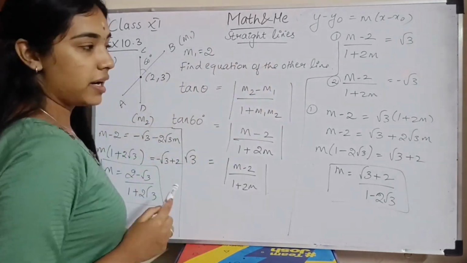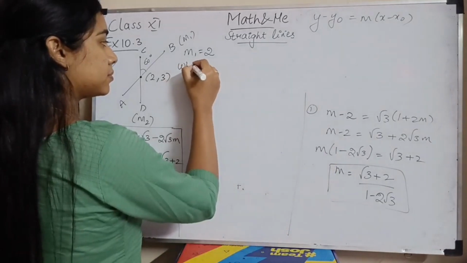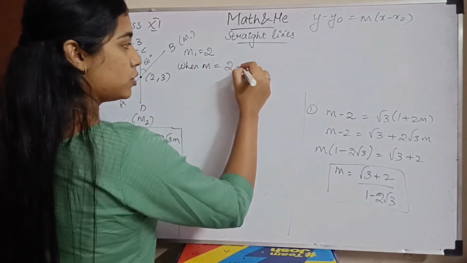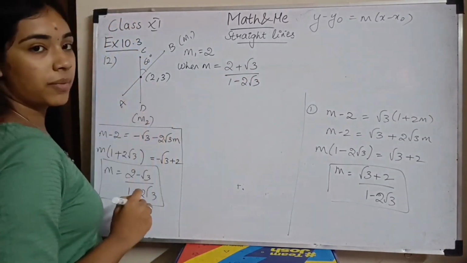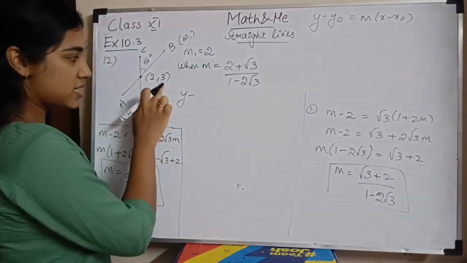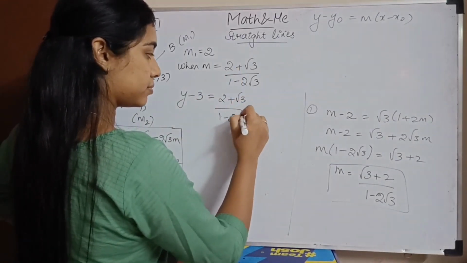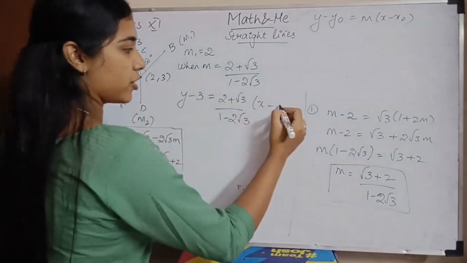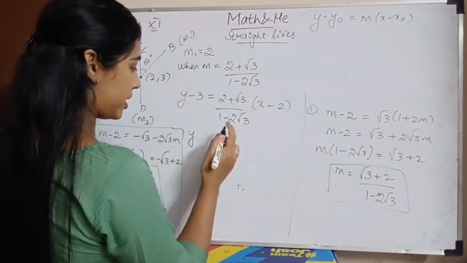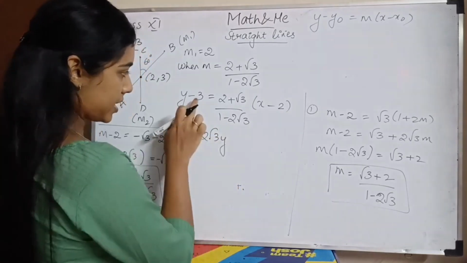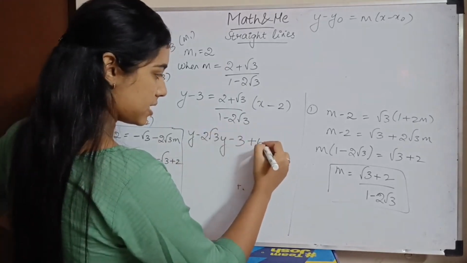So I'll try to erase this part. Just copy it down. So when m is equal to 2 plus root 3 divided by 1 minus 2 root 3 and your point is 2 comma root 3, your equation becomes y minus y naught equals m times x minus x naught. So when I multiply, what do I have? y minus root 3 times 1 minus 2 root 3 gives y minus 2 root 3 y minus 3 plus 6 root 3.